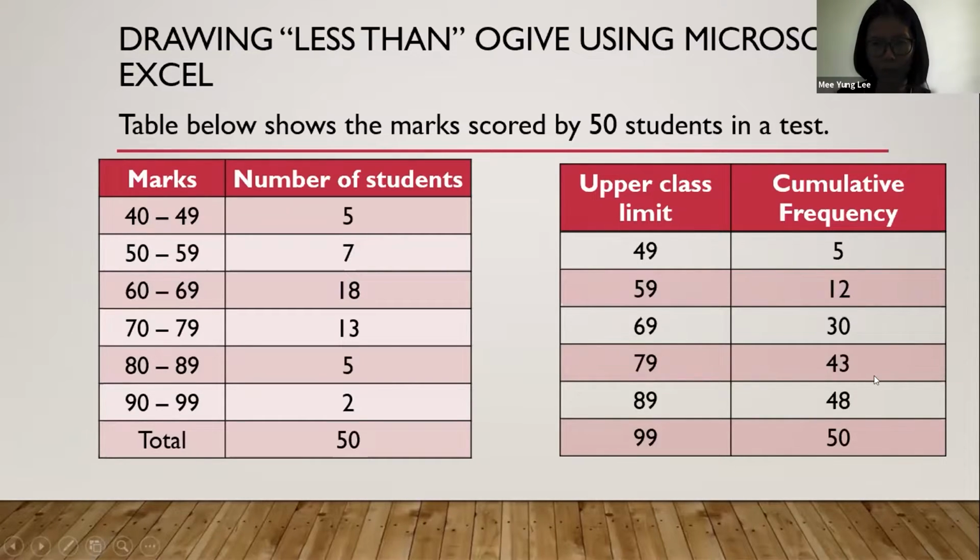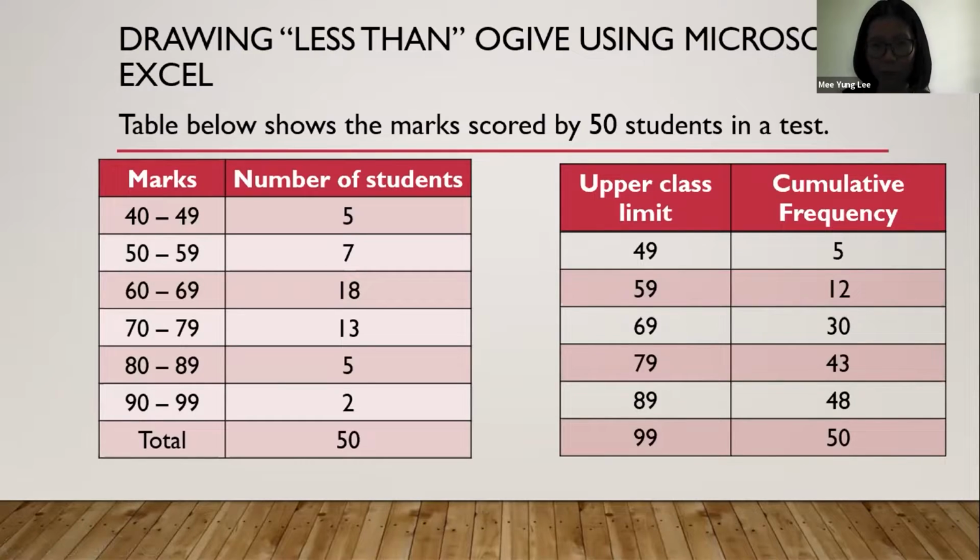Okay, so continue to calculate the cumulative frequency for the remaining classes. Then we will plot the points, for example 49, 5. We consider this as the first point, then second point, third, fourth, fifth, and sixth. So in total, there are 6 points that we need to plot on the graph. But if you look at these 6 points, when you plot them on the graph, you will find that the ogive is actually hanging, because the cumulative frequency starts from 5, which is not from 0.